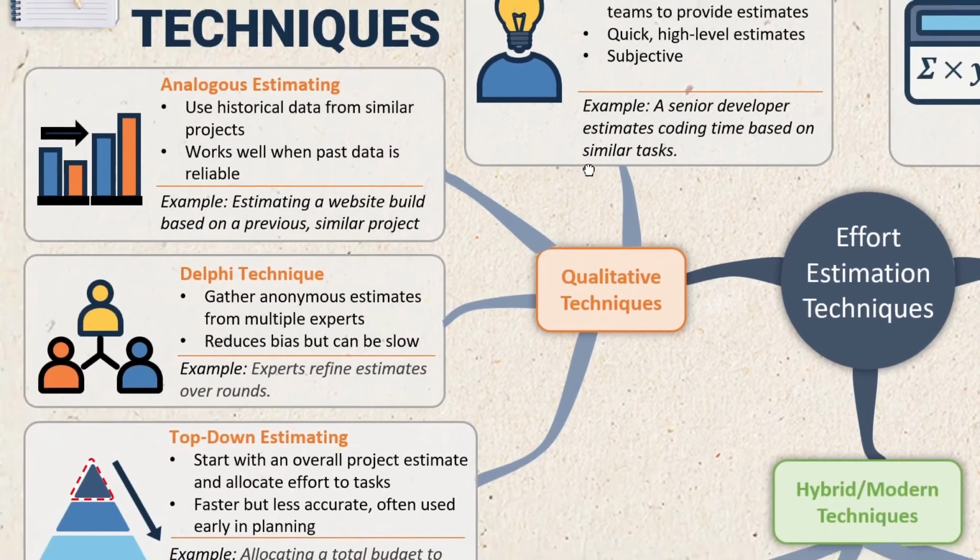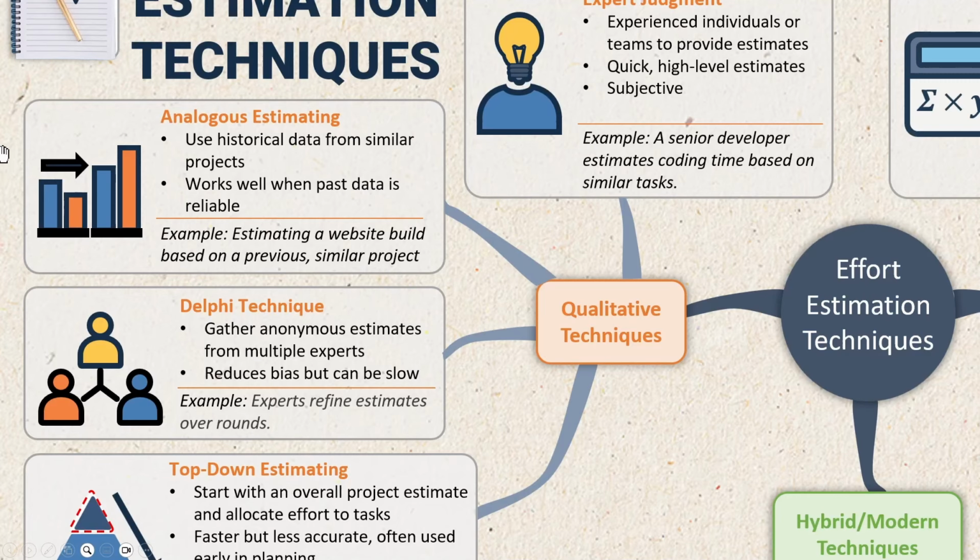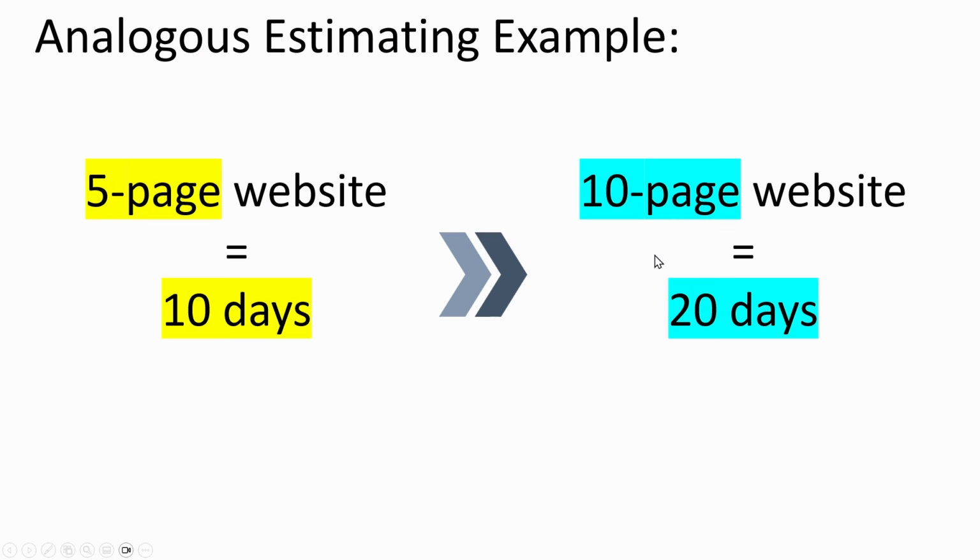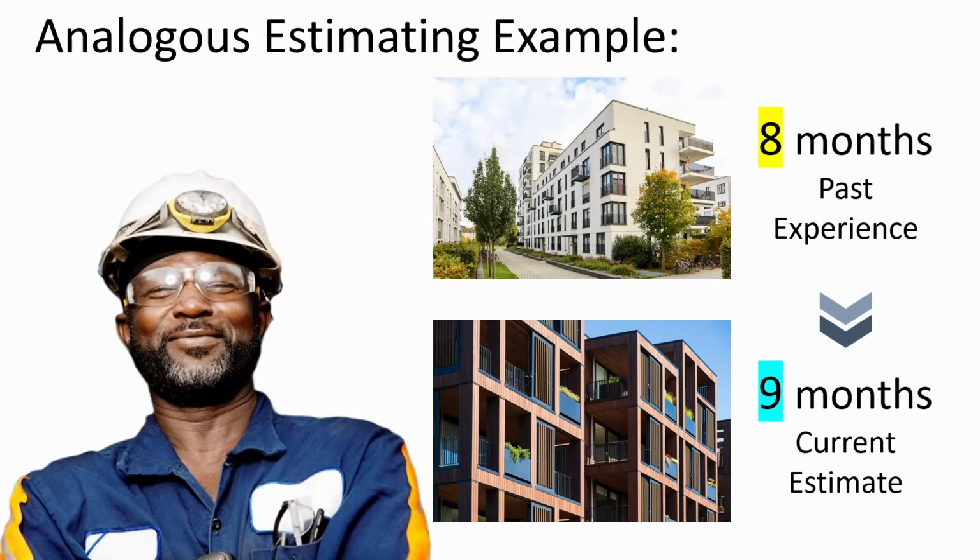Next up, we have analogous estimating. Analogous estimating predicts efforts by comparing projects to similar past projects. So one example is if a 5-page website took 10 days, a similar 10-page site might be estimated at 20 days. Another example could be a construction manager estimates a new office building will take 9 months based on a similar project completed last year in 8 months.